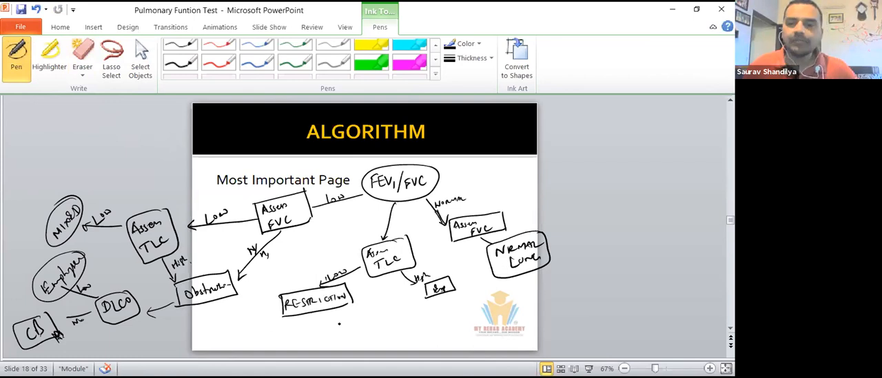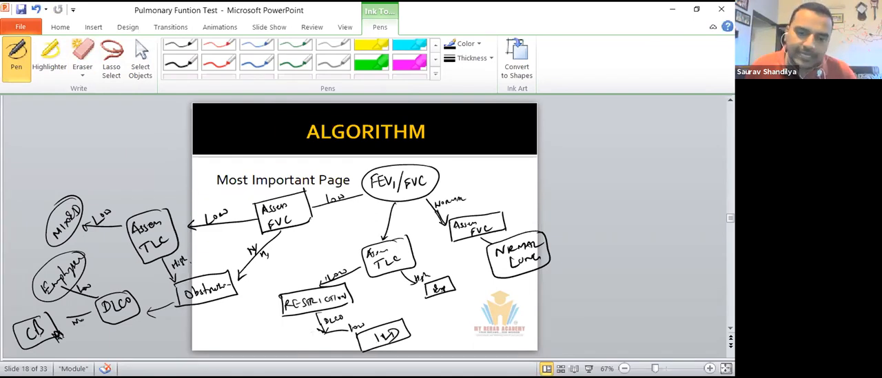Okay, assessing TLC, we found total lung capacity was low, but still there is no symptom going on and the person is suffering. So what are we doing? We are checking the DLCO also. If we are talking about the DLCO, if we find low DLCO, that means it could be ILD.